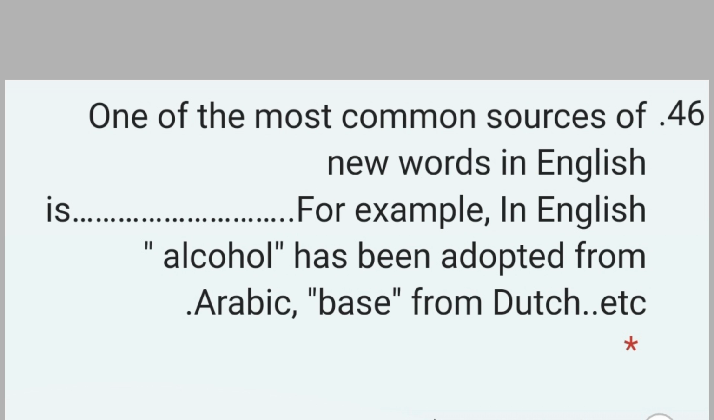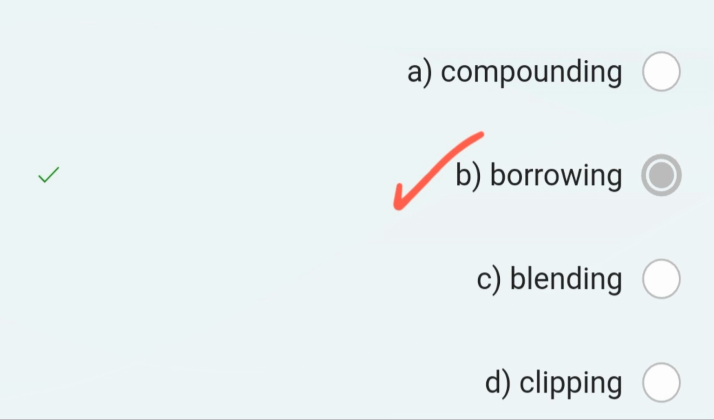46. One of the most common sources of new words in English is ___. For example, in English, "alcohol" has been adopted from Arabic, "base" from Dutch, etc. A. Compounding. B. Borrowing. C. Blending. D. Clipping.